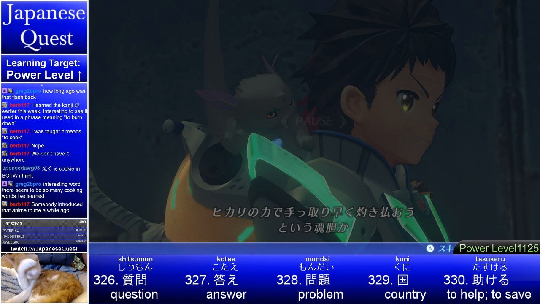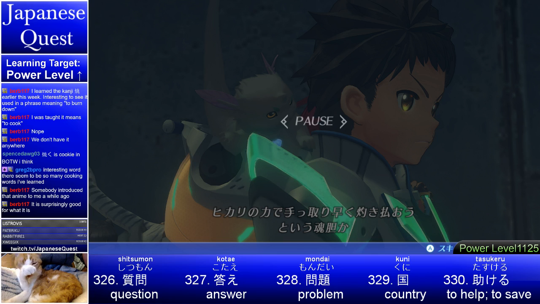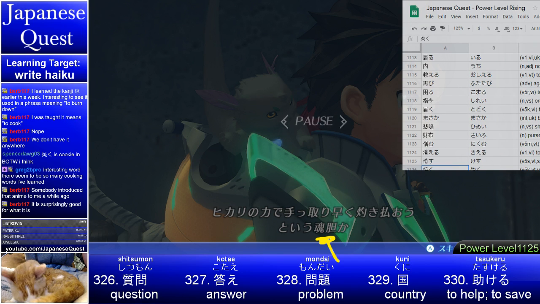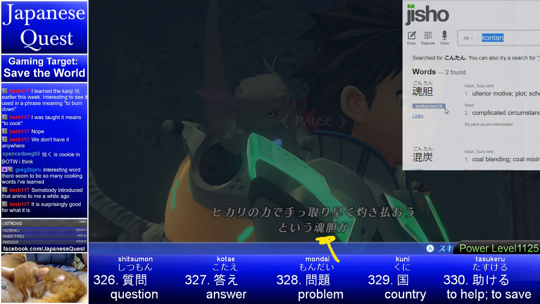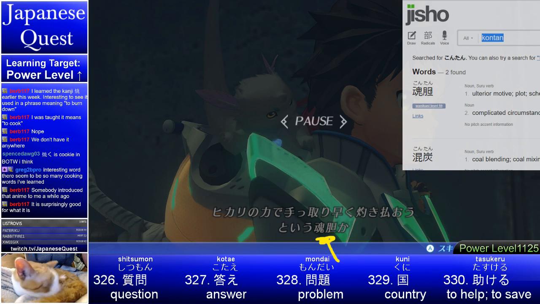光の力で手っ取り早く焼き払おうという魂胆. So they have this ulterior motive of quickly cutting down the ship using the power of Hikari. Kind of cool word here. Let's look it up. It's a word that's not super common, but at the same time, you do see it a lot. You can see it's not marked as a common word, but it is a WaniKani word. So kontan, ulterior motive, plot, scheme. Since it's not common, I think we won't add it today, but still good to be aware of.